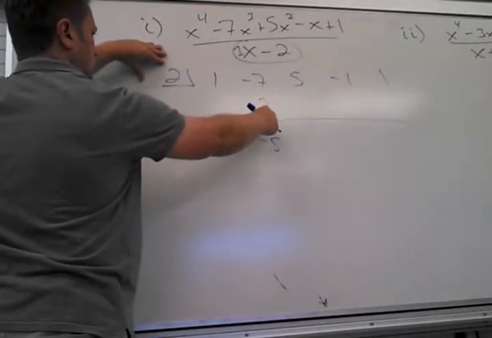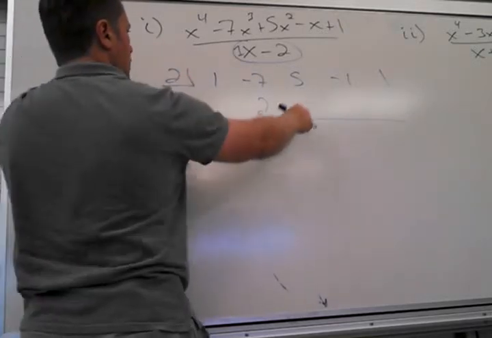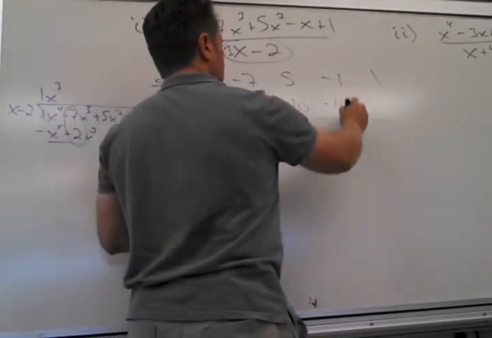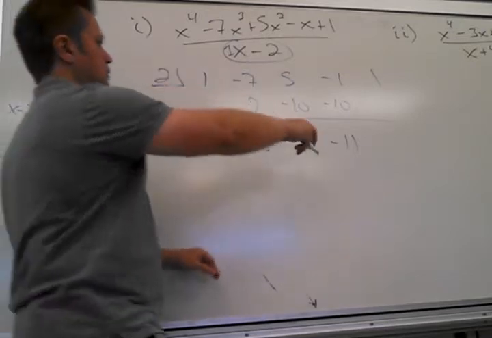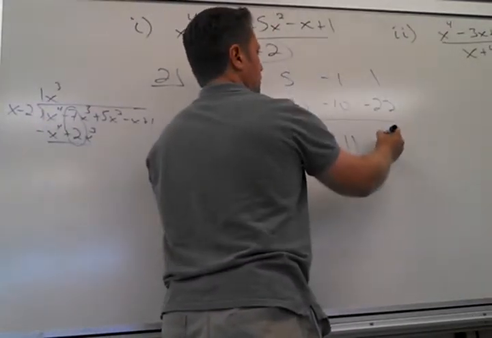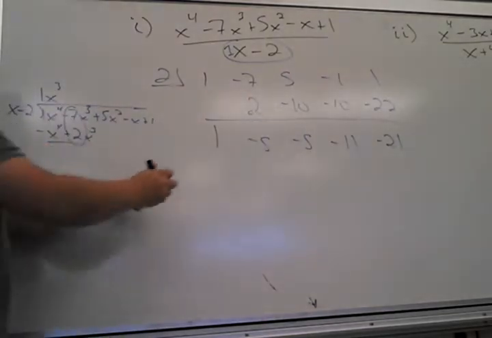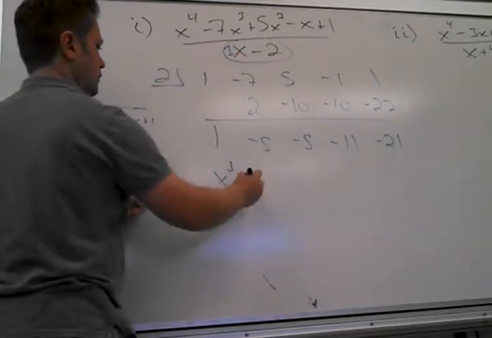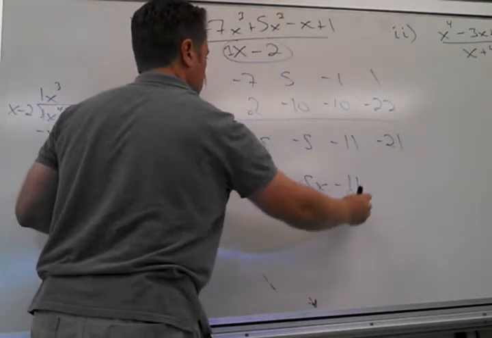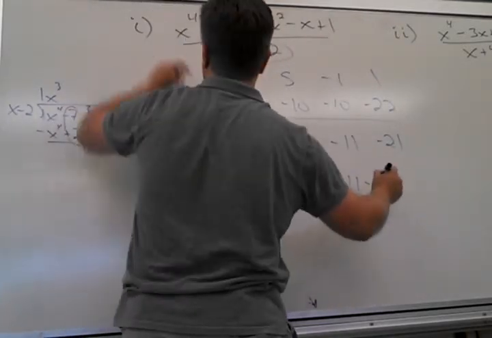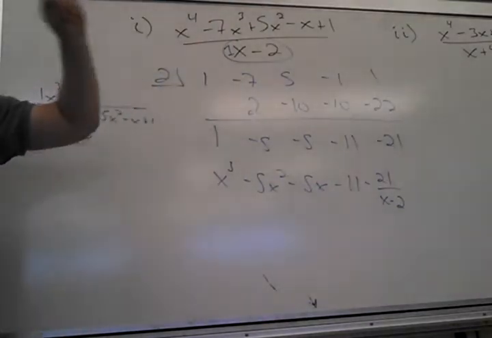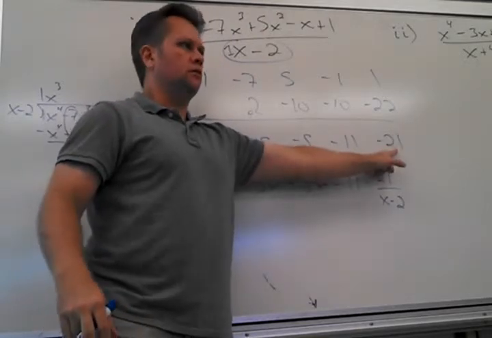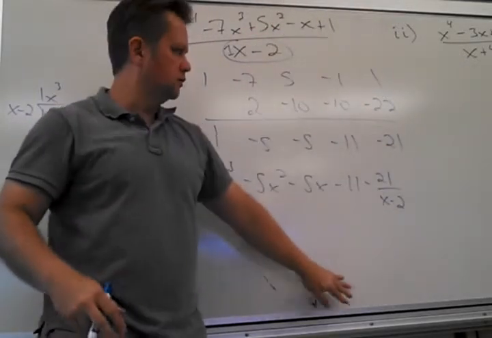2 times 1 is 2. Add. 2 times -5 is -10. Add. 2 times -5 still is -10. Add. 2 times -11. So what is your answer then? x cubed. Good, because it was 4th power divided by x, so it should be x cubed now. -5x -2. Good, -21 over what I divided by. That would be the remainder term. Cool. So if you're trying to factor this, that sucks. You want what to show up here? Zero. Zero means you factored it, and you can keep going.